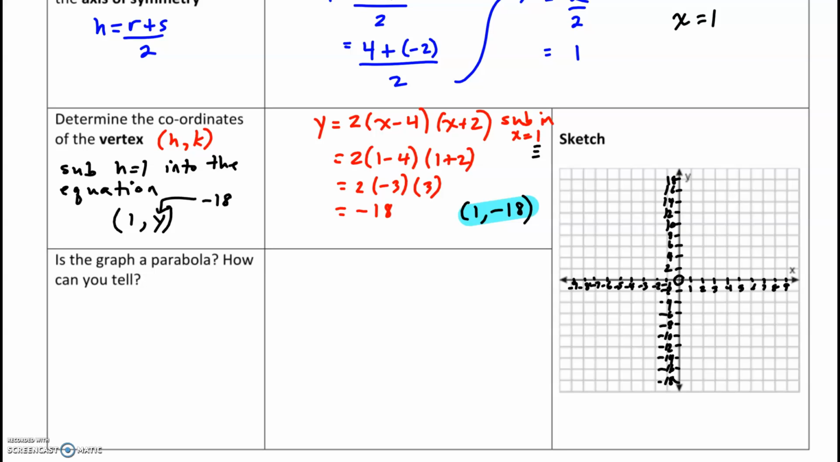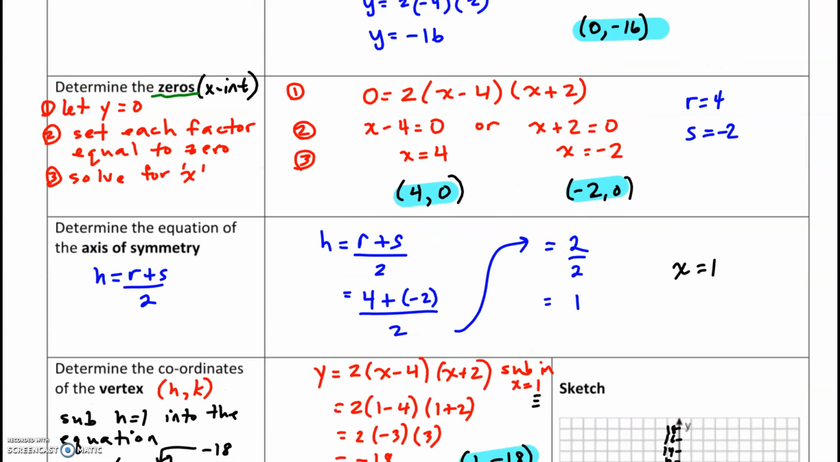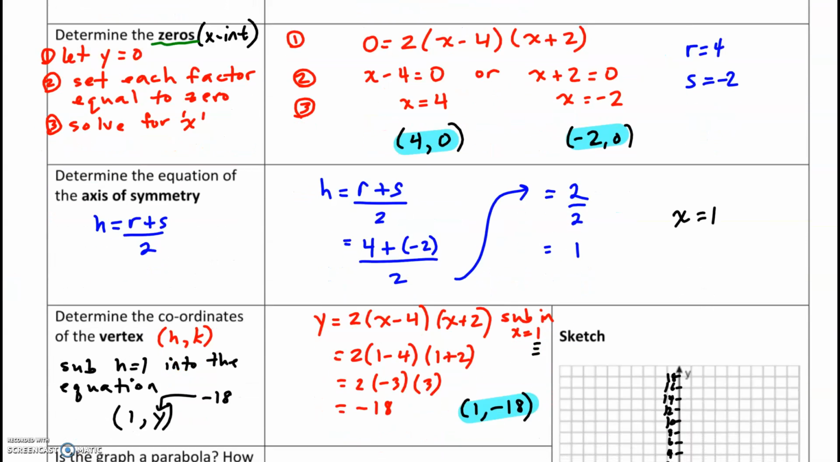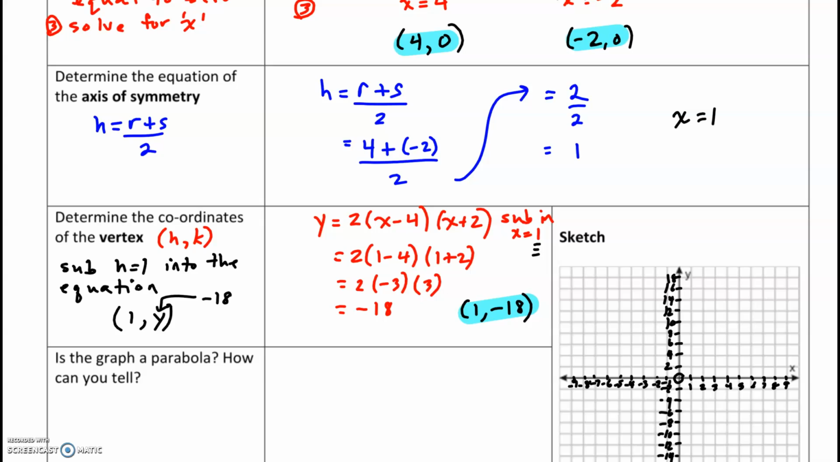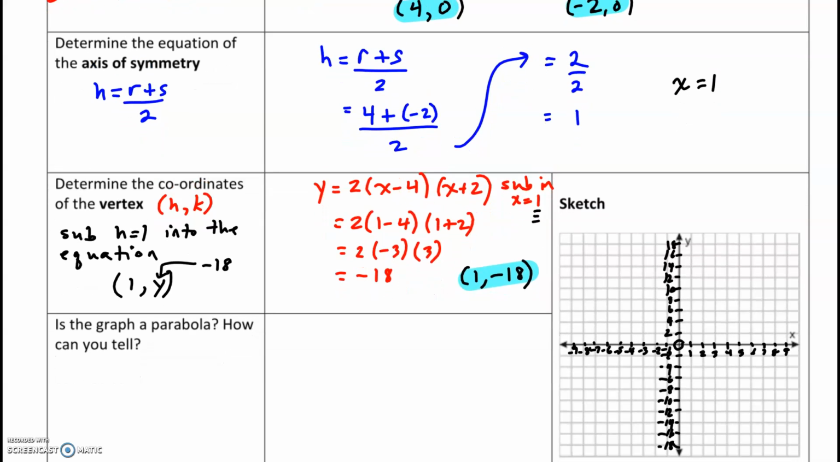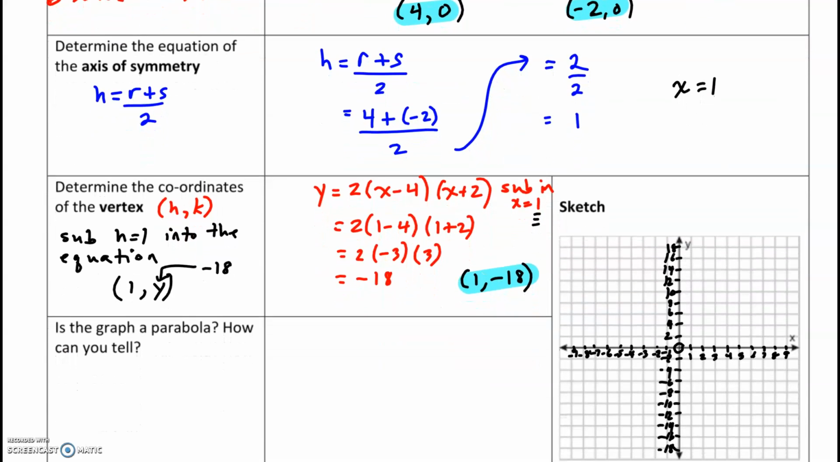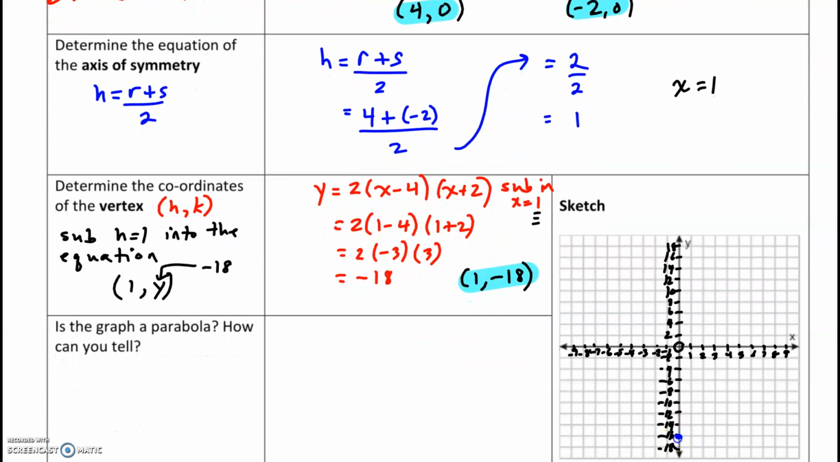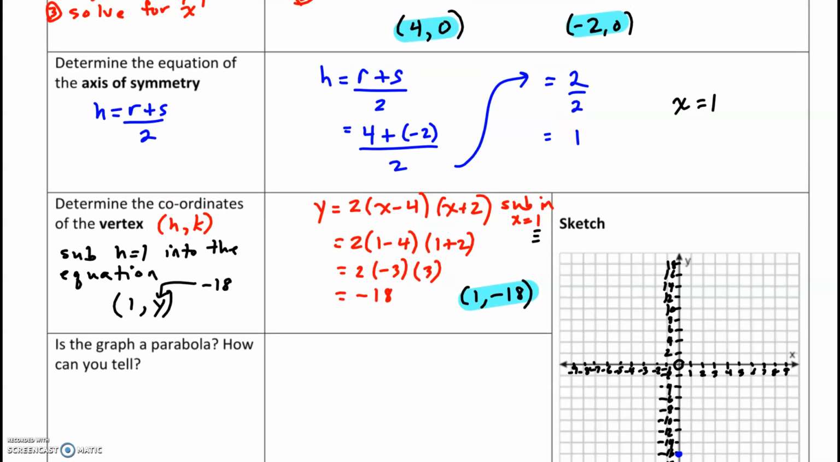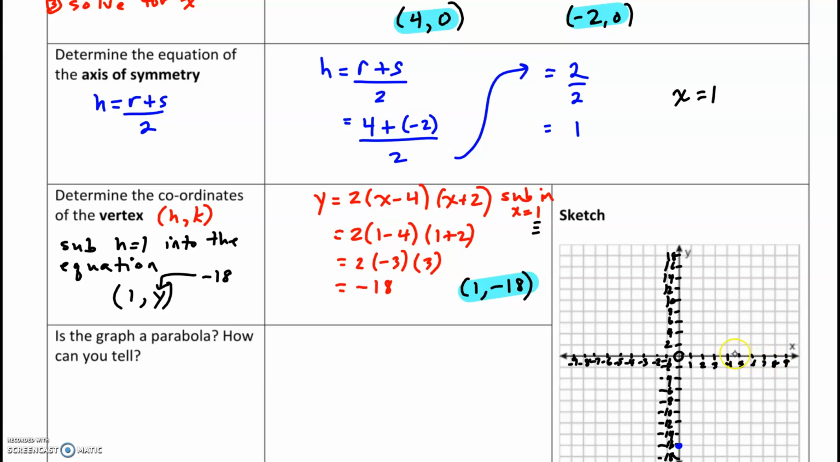All right, now we plot the points, the fun part. We're going to make our sketch after all that work we did. So my first point is (0, -16). Was it 16 or 18? I already forgot. Okay, 16. So right here, that is a point on my parabola. Now I have my zeros, so I can still see them on the screen there: (4, 0) here, and (-2, 0). All right, starting to look like a parabola.